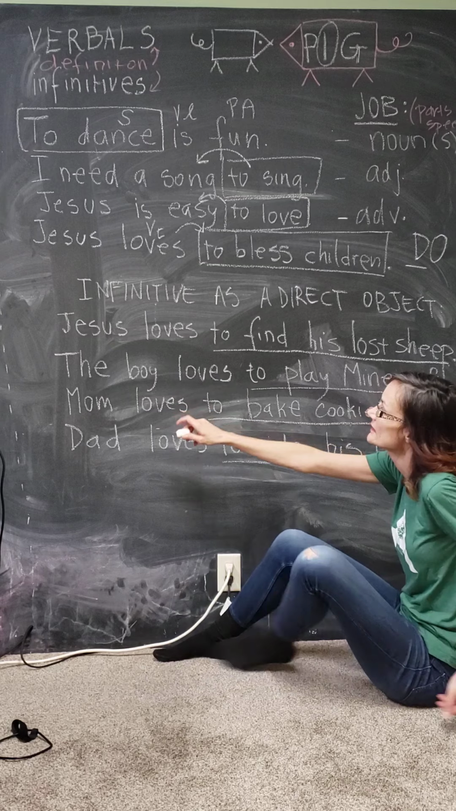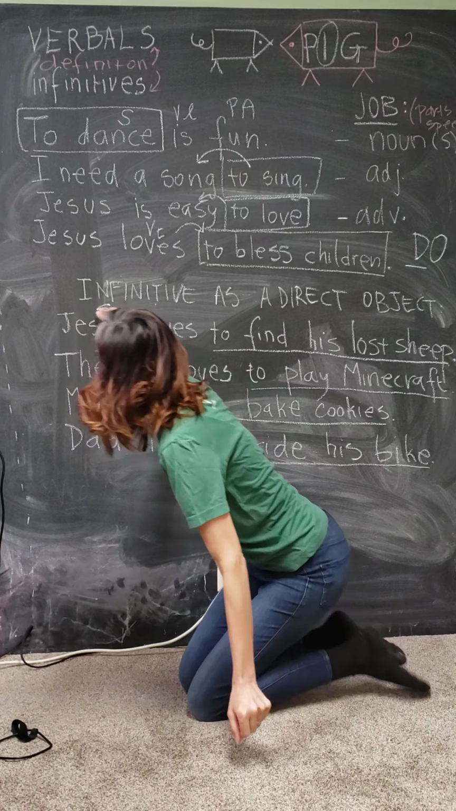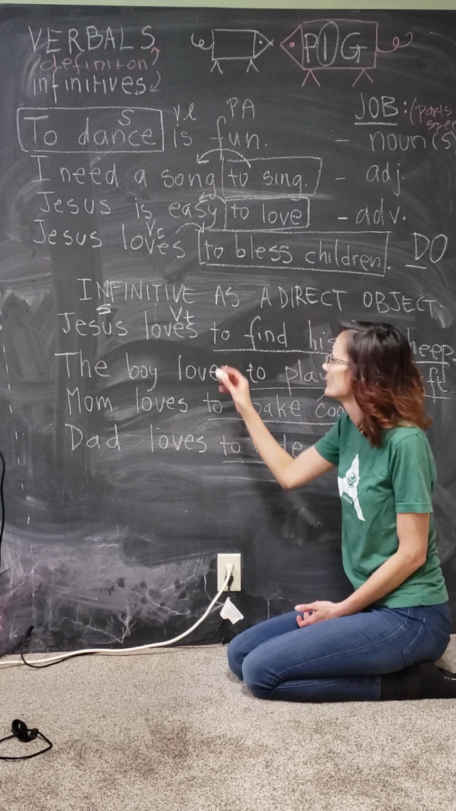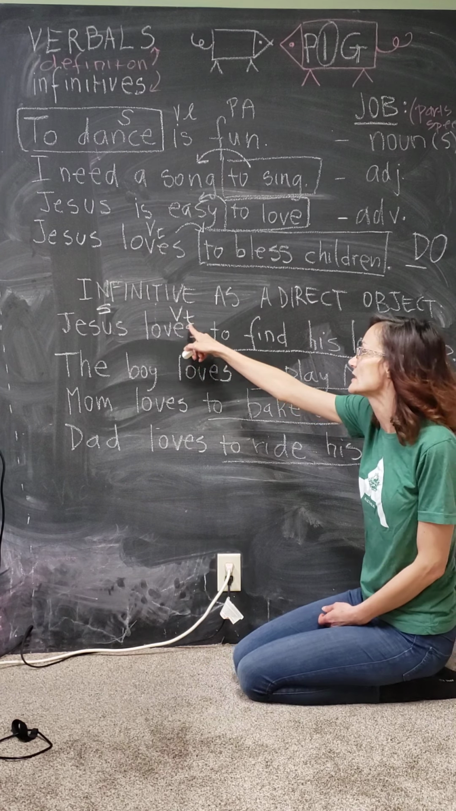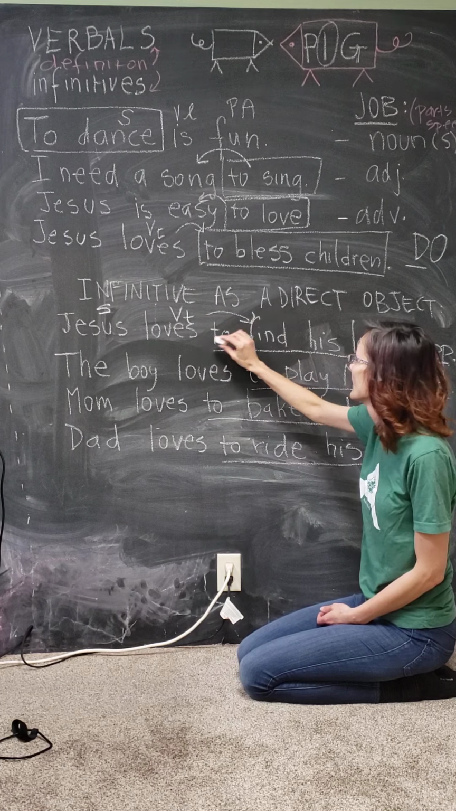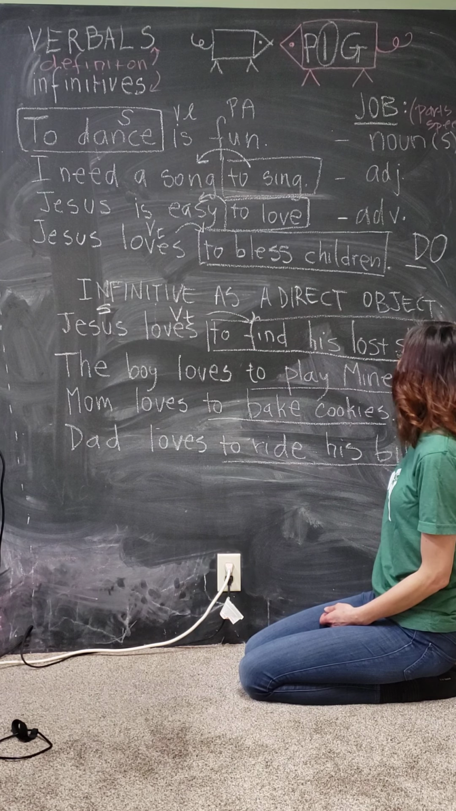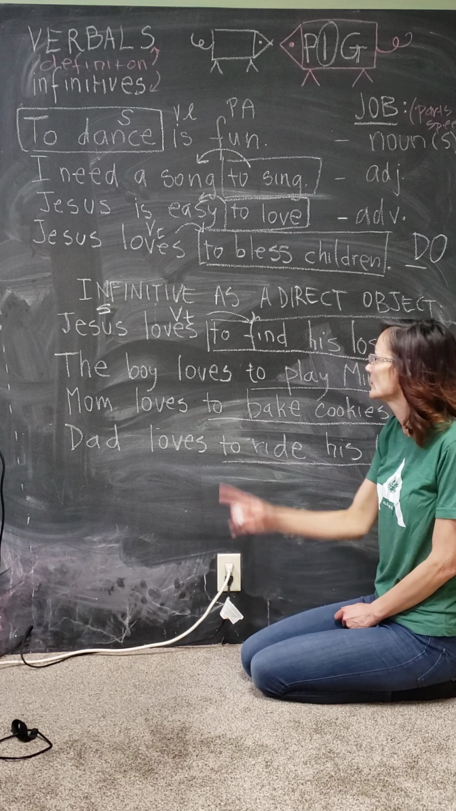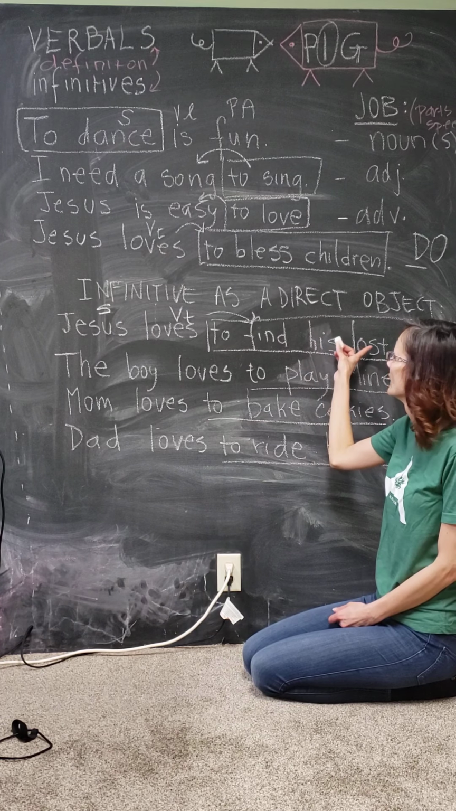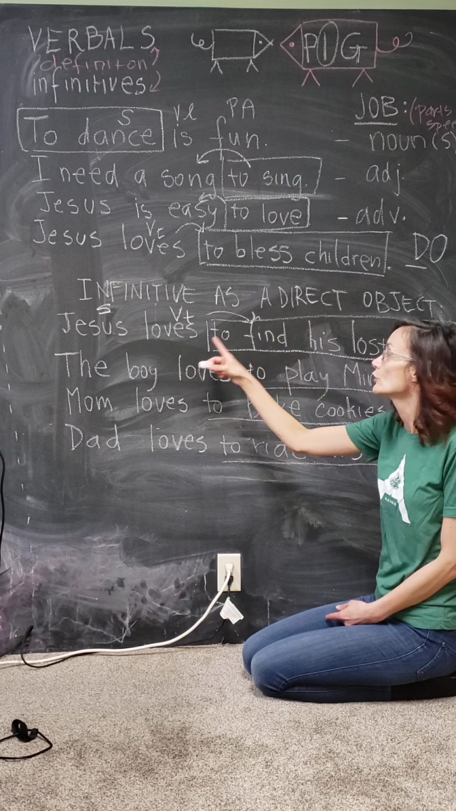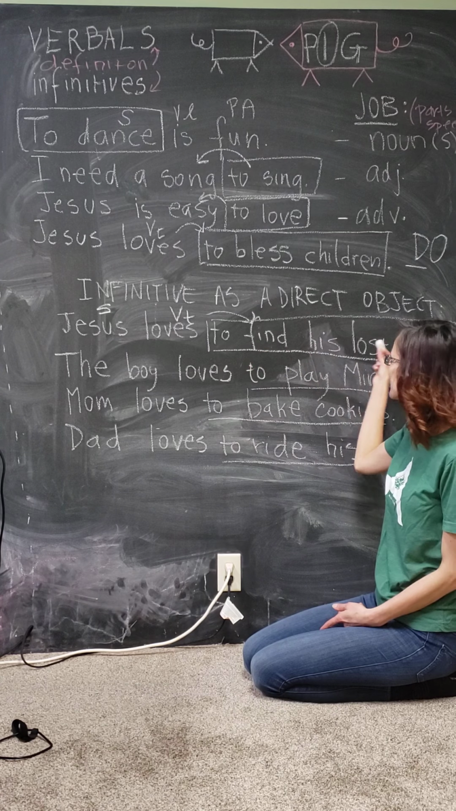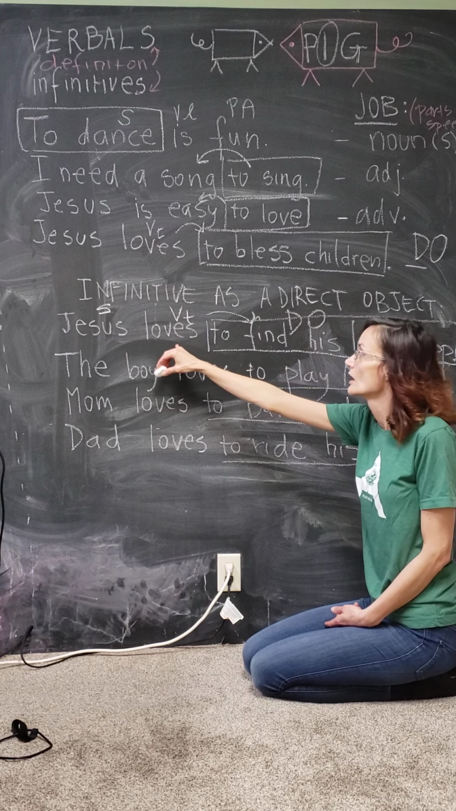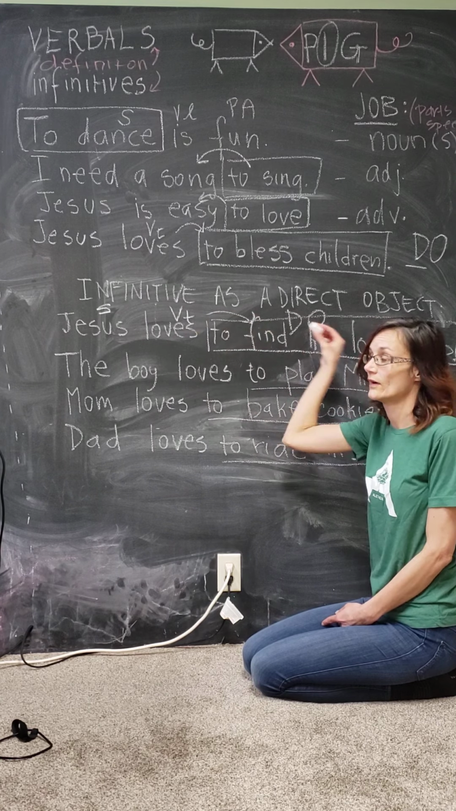So who or what is the sentence about? It's about Jesus. What is being said about Jesus? He loves. And then he loves what? Right? So it's my transitive verb to a direct object. In this case, this whole thing is a direct object. As we get a little more into it, I could show you how this would then modify each other, but for now, this whole phrase, to find his lost sheep, would be considered a direct object because it answers loves what? Loves to find his lost sheep.